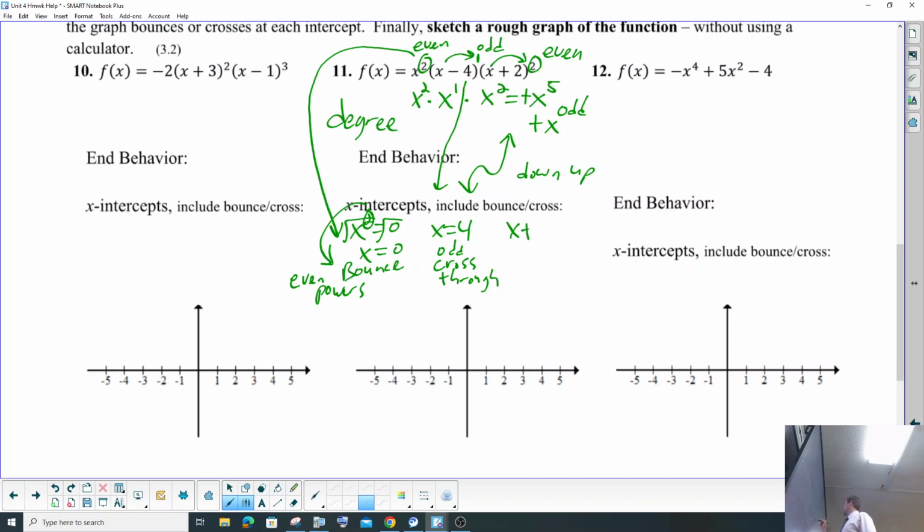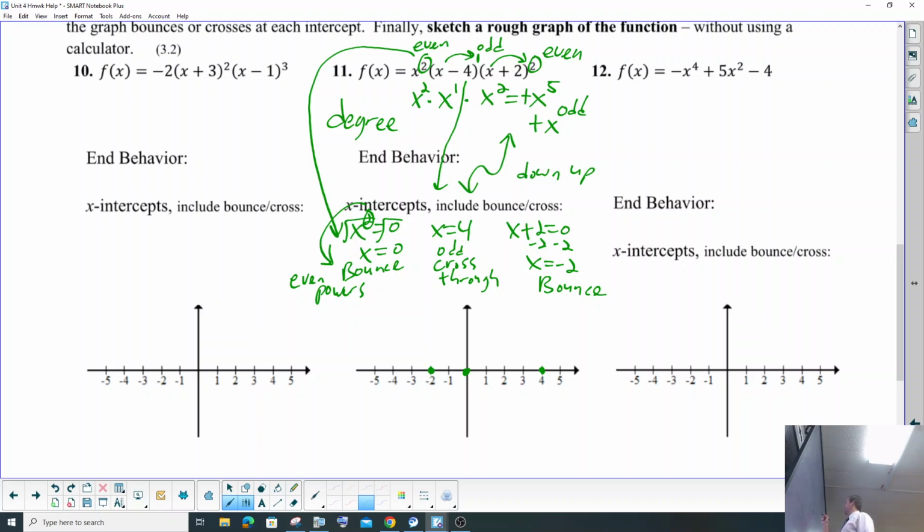So x plus 2, we set equal to 0, minus 2 to the other side. So we're going to go ahead and bounce at negative 2. So we have 0 as one of our x-intercepts. We're going to bounce on that one. We have a 4 that we're going to cross through. And at negative 2, we have a bounce.